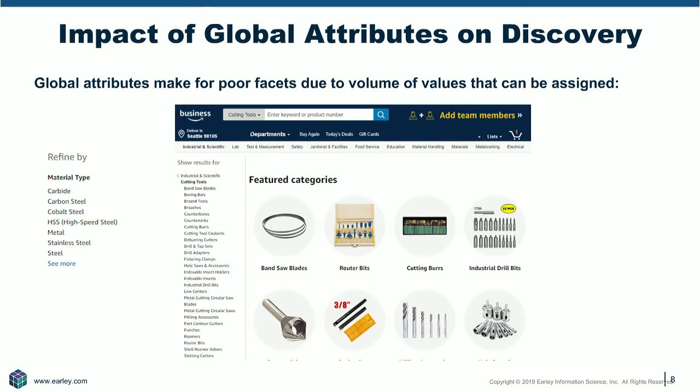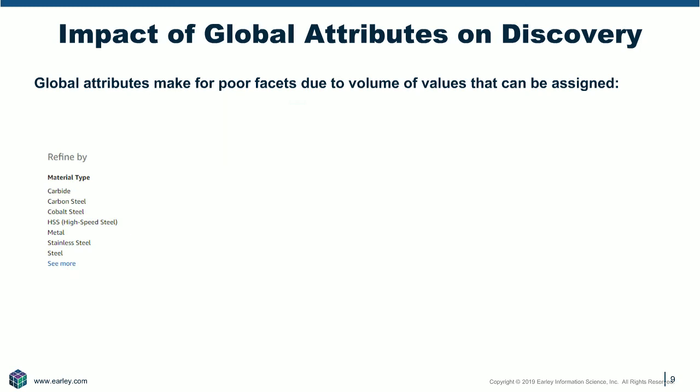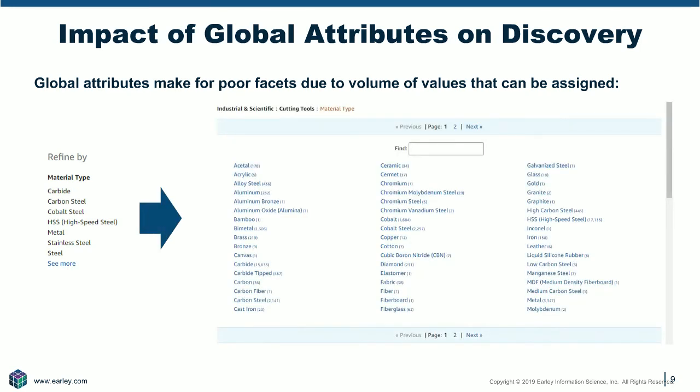But now what you can see here is there's starting to get to be some other values, things like metal, stainless steel, steel. What's happening is that as more sellers have started to load products, they're using it not as a definition of the substrate, but as a definition of what this tool is designed to cut. So you have one attribute that, because it's set up as global and it's not well defined, is starting to attract a lot of junk. And now when you go in and look at the see more to see all the different values, you're starting to see a lot of questionable ones like these.